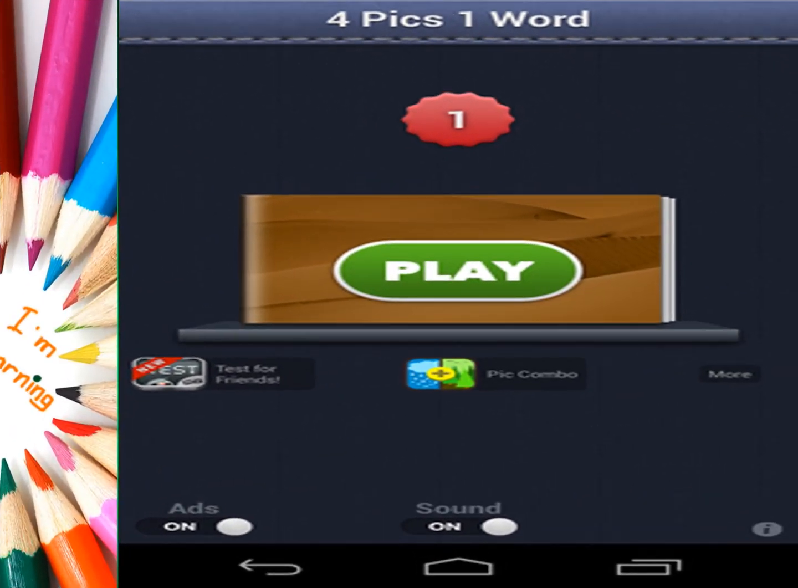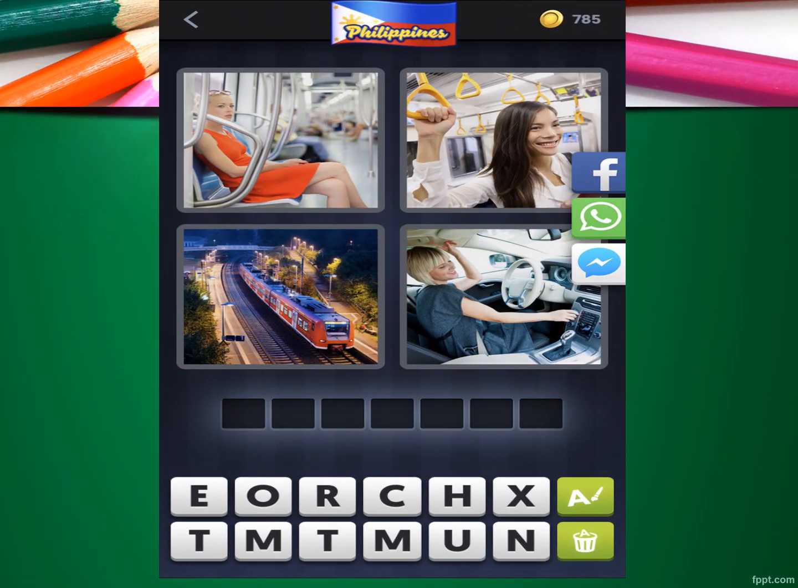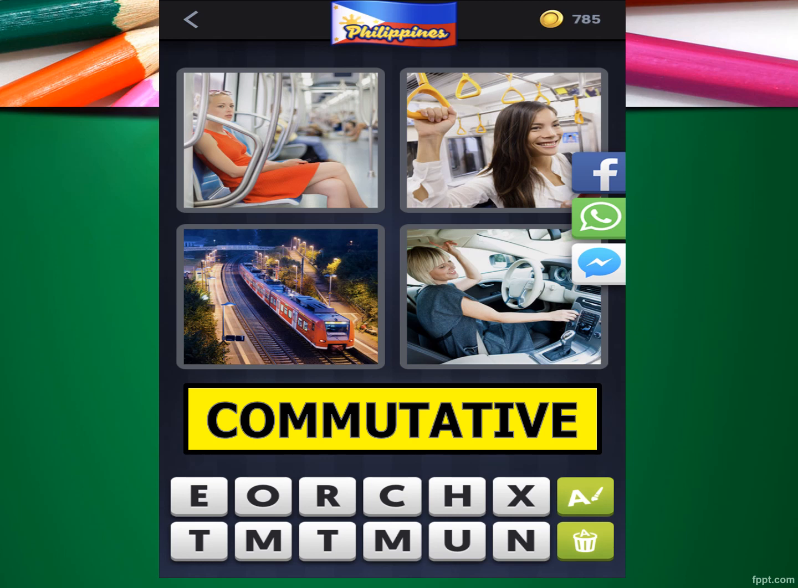Let's have first this game. Are you familiar with 4 Pics 1 Word? Let's play. You just have to guess what the 4 pictures represent, or what they mean to you. What is it that they imply? So these pictures, we have this one. What do you think is the word for this picture? Okay, let's see. Commutative. Very good.